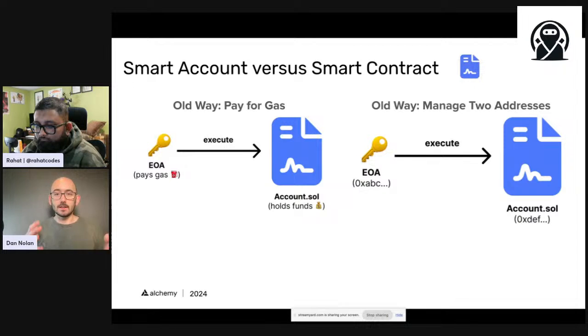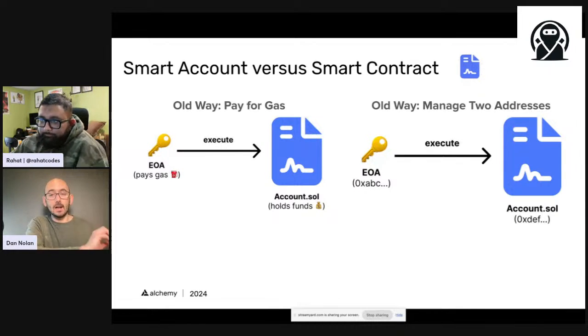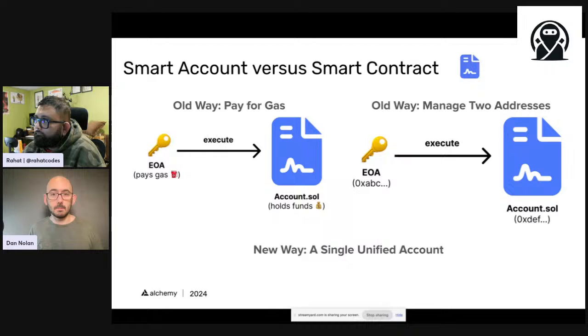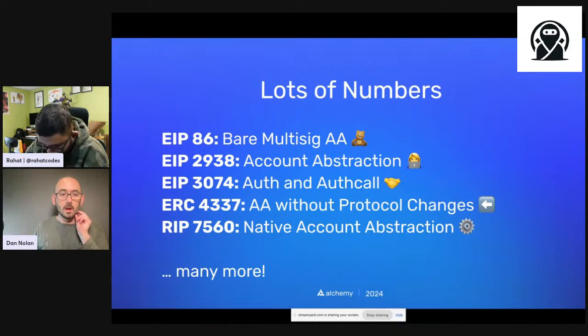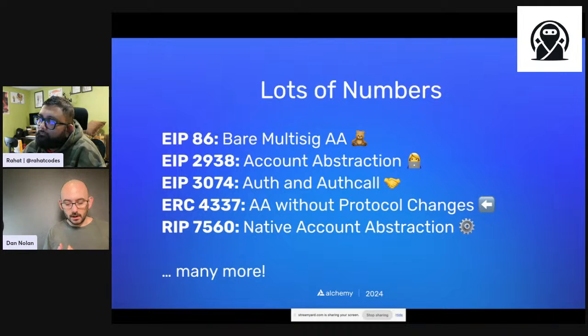But in this new way, instead of having an EOA that pays gas, we're going to have an EOA that's really just a private key that is signing something that the smart contract is then going to be able to execute and validate, like Rahat was talking about a moment ago. The smart contract will be able to say, yes, that is a valid authentication. It is a way to actually run transactions on behalf of the smart contract. So we can move that validation logic that Rahat was talking about into the smart contract itself. So we only have to manage one address. We only have to manage gas in one account, or maybe we don't have to manage gas at all if a paymaster is sponsoring it for us. So the new way is using this new single unified account. And that's what we're going to be talking about with the smart account.